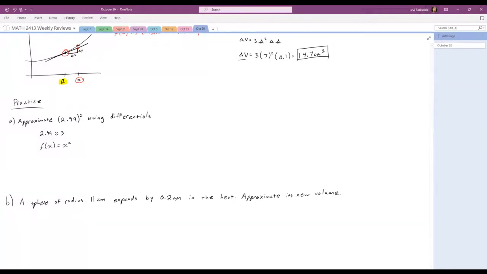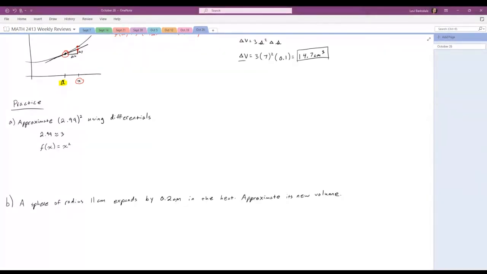So x squared would be our function. Right. So we have a function f of x is equal to x squared. That might help you guys out some. That helps me out a lot.